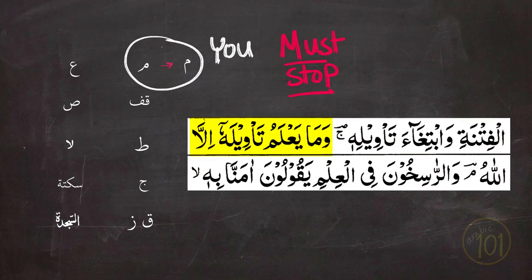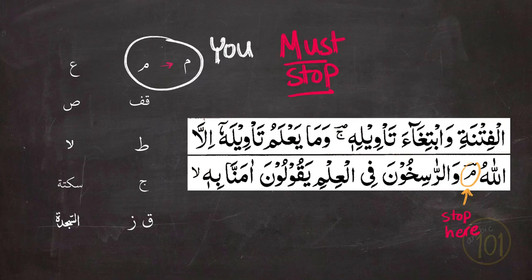وَمَا يَعْلَمُ تَأْوِيلَهُ إِلَّا اللَّهُ وَالرَّاسِخُونَ فِي الْعِلْمِ يَقُولُونَ. Now here, because of this sign, we have to stop here after the word Allah.